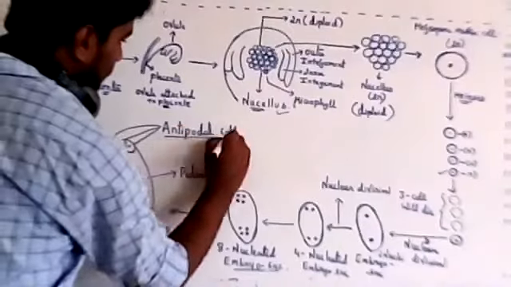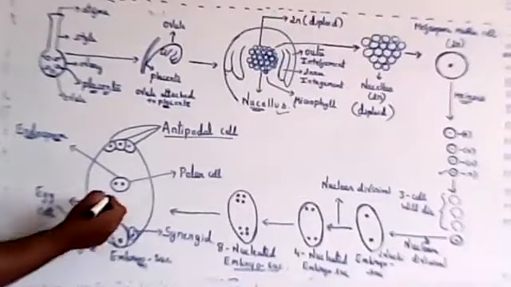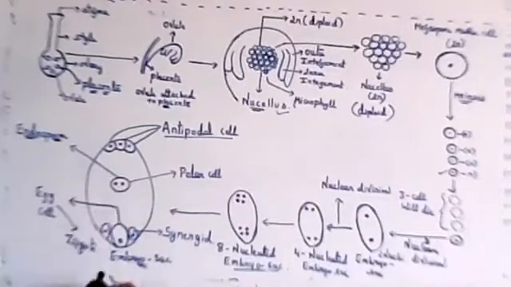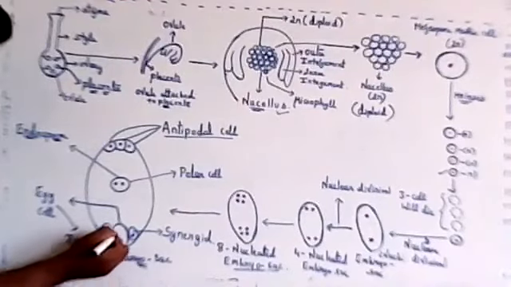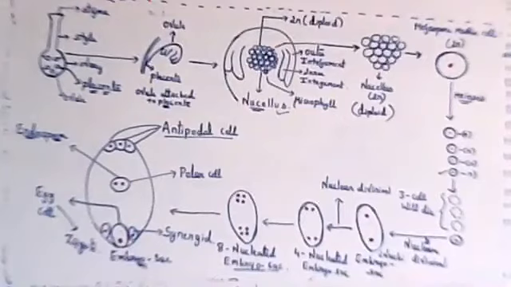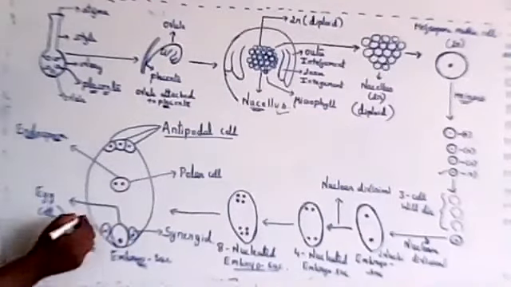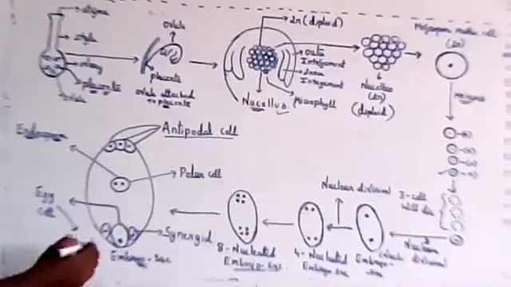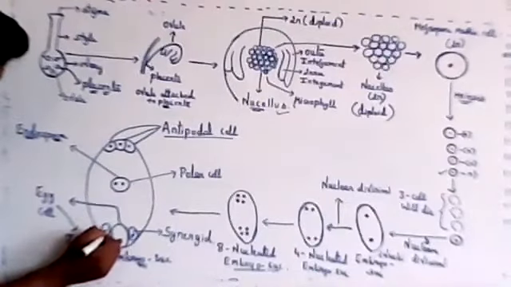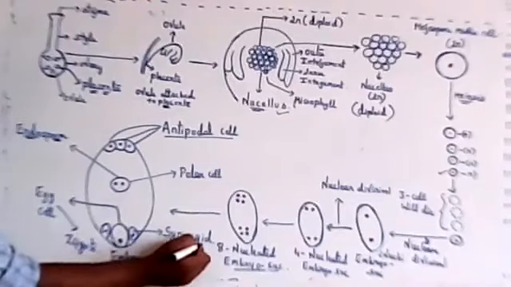These 3 cells which are present on the top are called antipodal cells. Those present in between are known as polar cells. Out of the 3 at the bottom, the middle one, the largest, will form the egg. This large cell will form the egg and it is haploid. All the cells are haploid here. The two cells present on the side are called synergids.